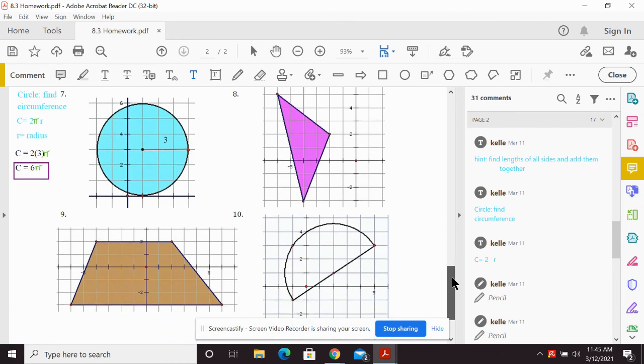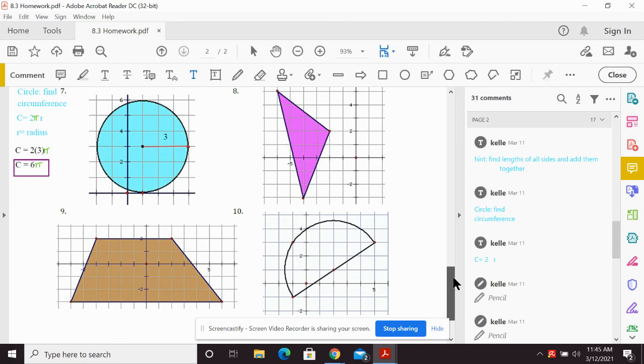To do a half circle, you do exactly the same process, except you divide by 2. It's only half a circle, so it's only half the circumference. You would use the same equation, but then divide it by 2 because it's only half.